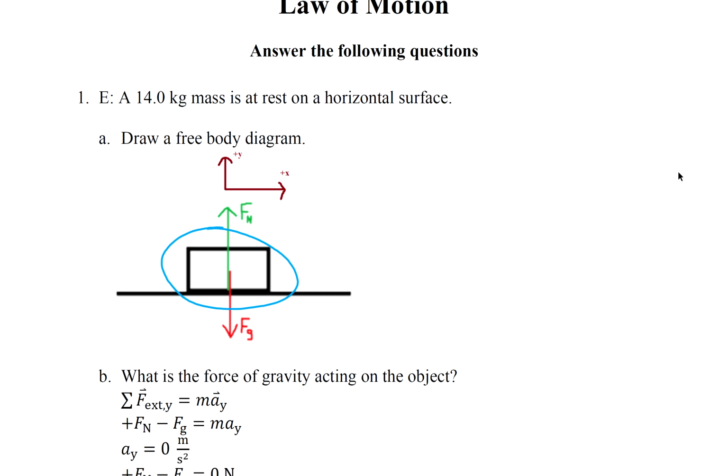Remember, step 1 is circle the object. Step 2 is label the forces. Step 3 is put an x and y axis. And step 4 is to use the equation, sigma F equals ma. So the only forces we have are the force of gravity and the normal force. Force of gravity always points from the center of the object. The normal force always points 90 degrees from the surface.